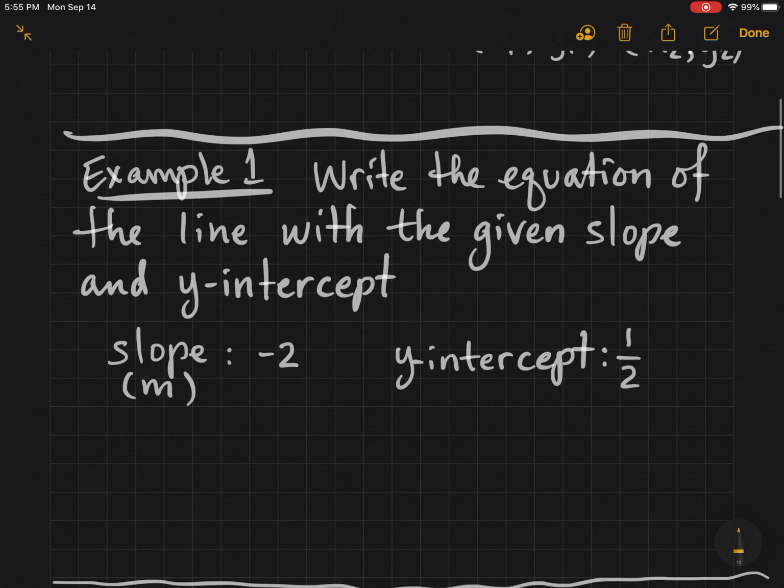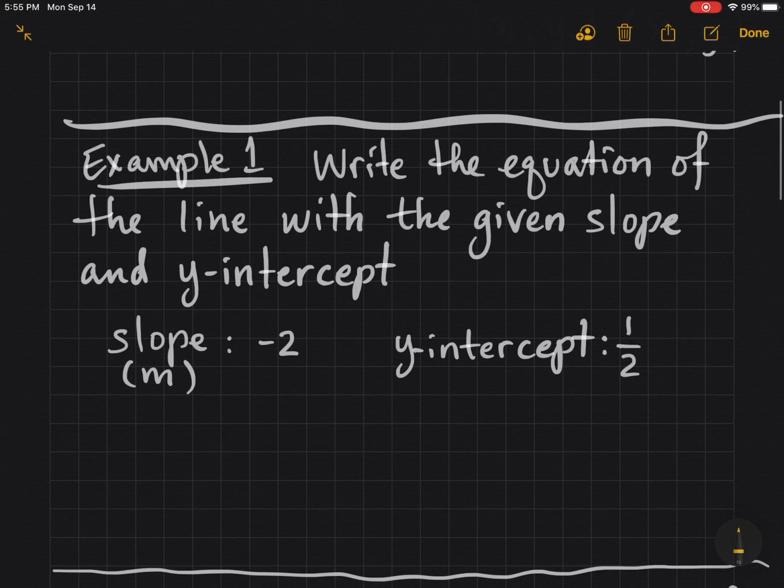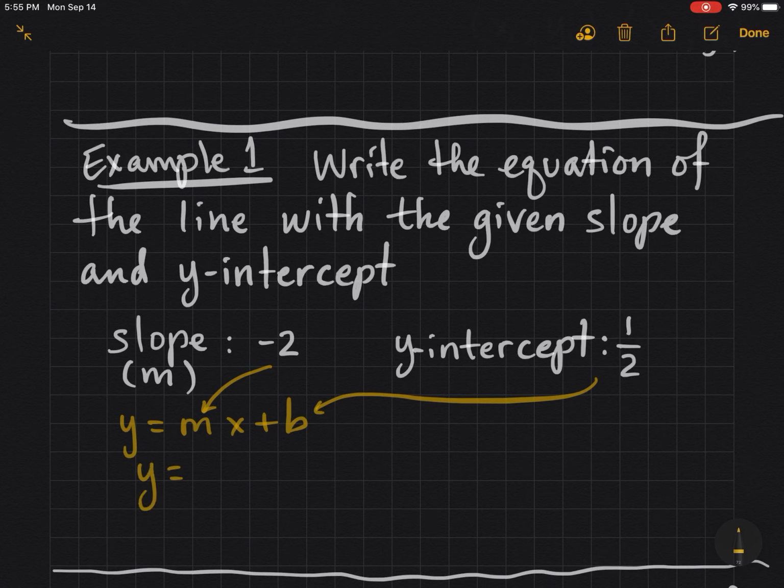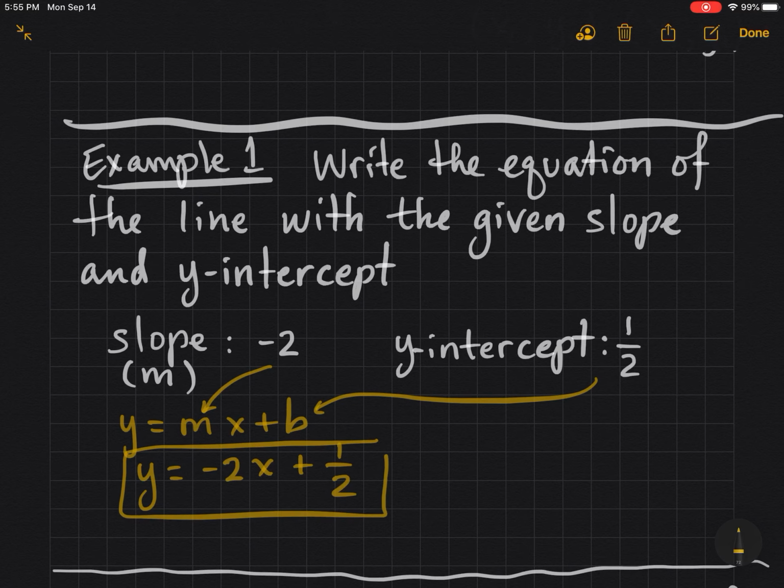So now, let's start with an example. Write the equation of the line with the given slope and y-intercept. I always like to write down the basic form, y equals mx plus b. And now just plug in the given information. The slope goes here, the y-intercept goes here. Boom, y equals negative 2x plus 1/2. And it's absolutely that easy.